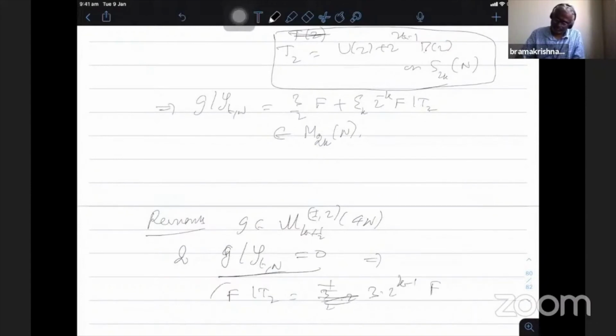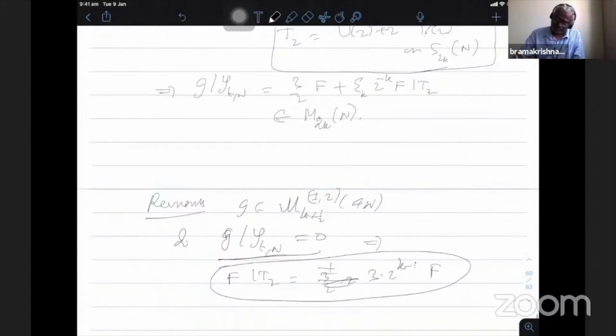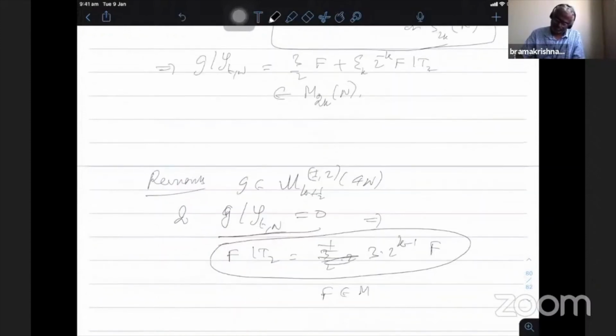Okay. So F is in the plus space. F belongs to M_{2k}(N), 2 not dividing N. So in the integral weight case, the eigenvalues cannot take this value 3 into 2 power k minus 1 for weight 2k. Therefore, that will be a contradiction. So therefore, these functions will not be in the kernel of S_{tN}, for particular t.